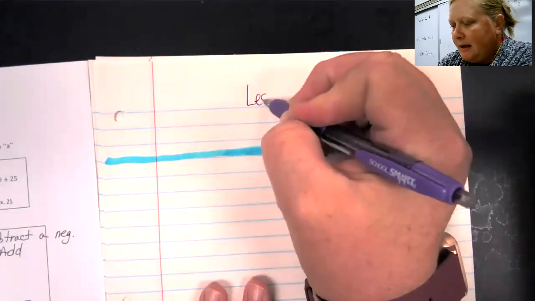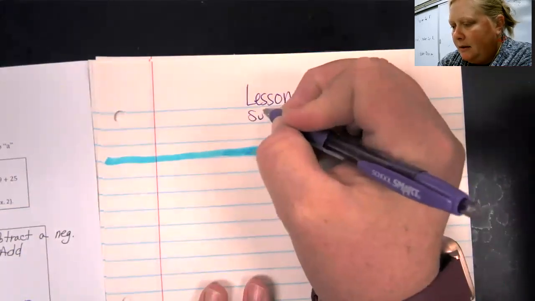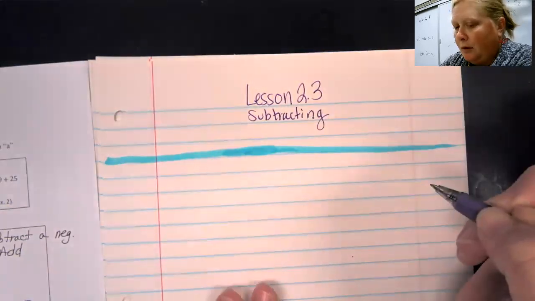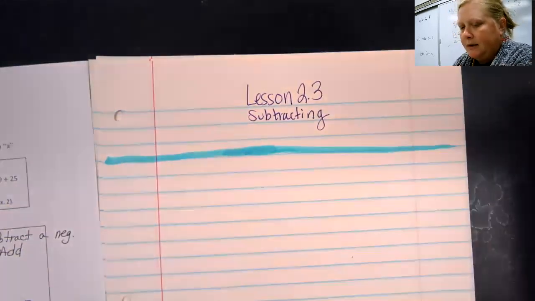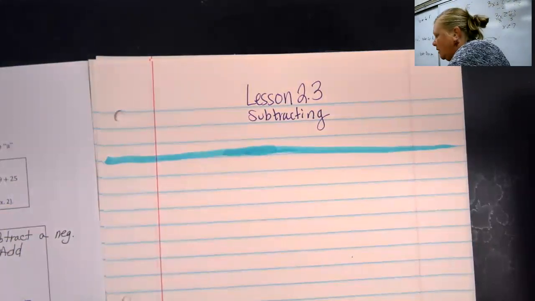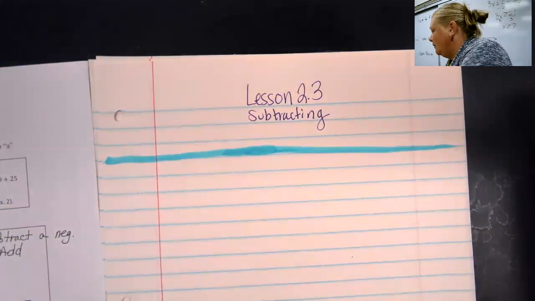So this is lesson 2.3, subtracting. Okay, so remember we were working on adding real numbers, now we're subtracting. So we want to really look at what's our overall rule for subtracting.